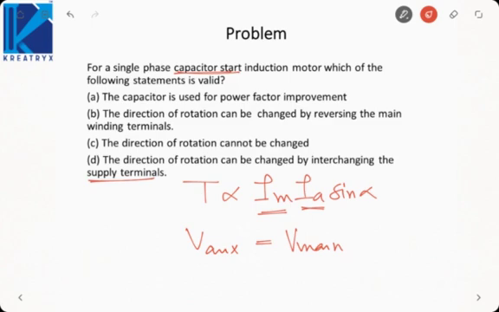Since both are reversed, the net effect will be the same direction of rotation. So this operation is incorrect. This option cannot be correct. Why? Because the direction of rotation will remain the same in case both are reversed. But if you change only the main winding terminals, then the main winding flux will reverse and the auxiliary winding flux will remain in the same direction. That is why the direction of rotation will be changed. Hence the correct option is B. Okay. So remember this concept: torque is proportional to Im into Ia into sine alpha. Let us look at another problem.